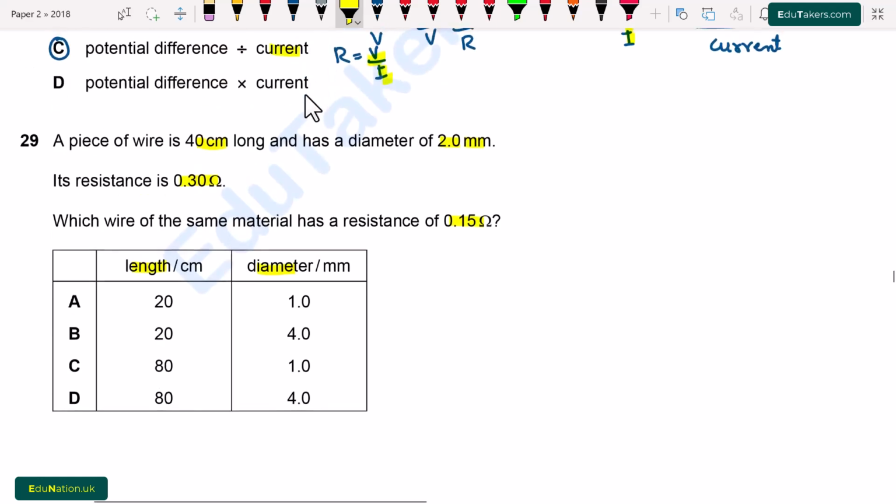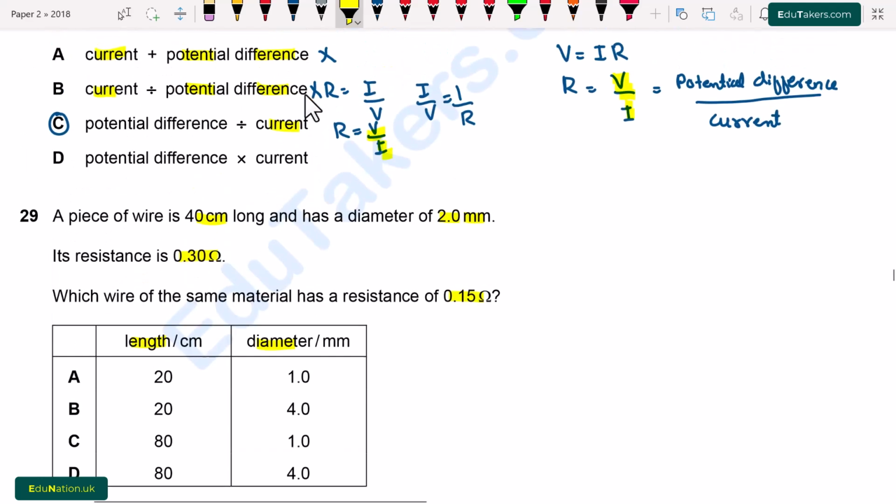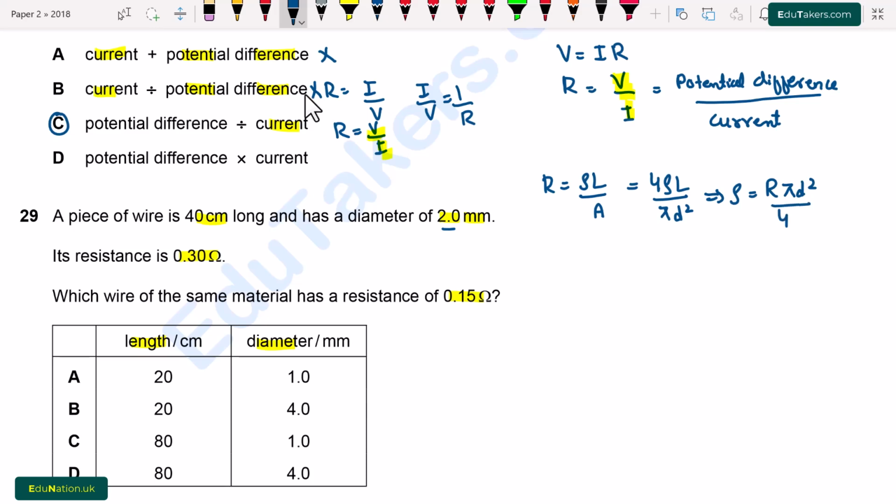First of all, I find out the resistivity by using the data that is given in the question. We know that R is equal to resistivity times length over area, but here we are given diameter. So I write here 4 resistivity length over pi d square, where d is the diameter. From here, resistivity will be equal to resistance pi d square over 4L.